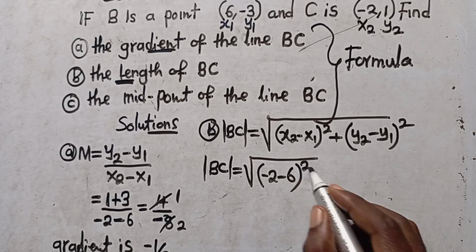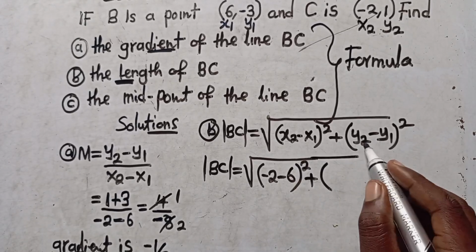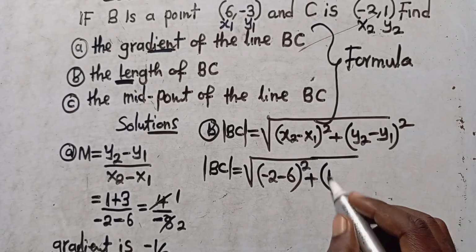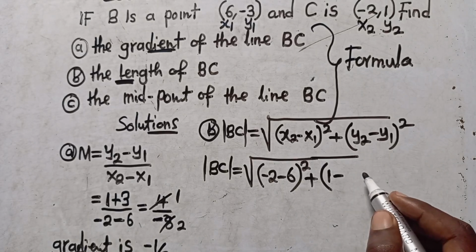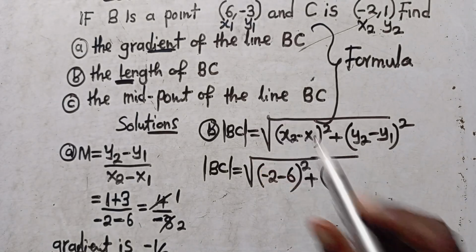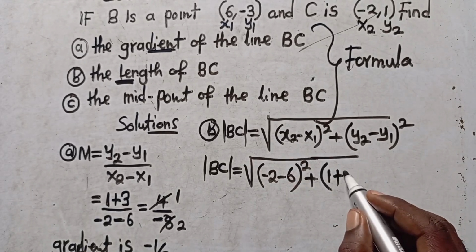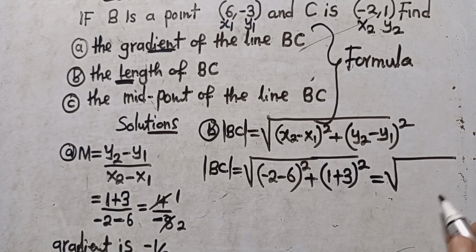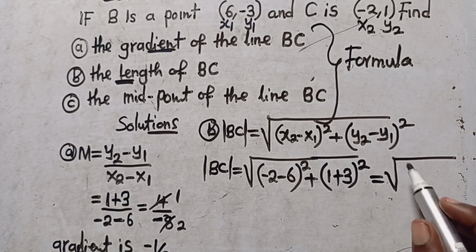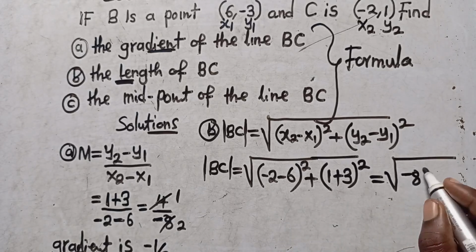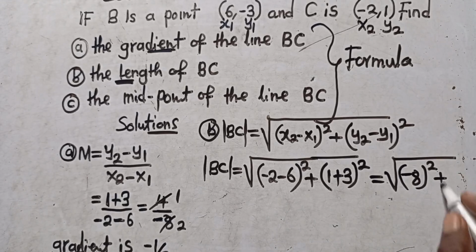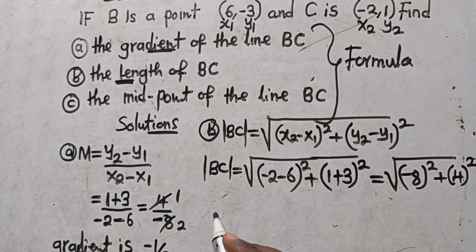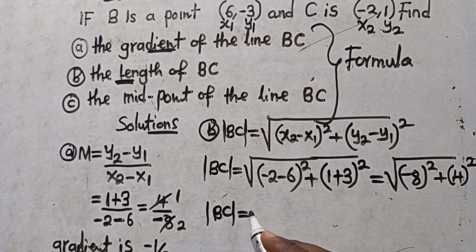I do this, squared, plus, what is y2? y2 is 1, minus y1, which is -3. Since this is a negative, it becomes a positive 3. I do this, then squared. This is just the same as negative 8 squared plus 4 squared. This is what I'm going to have, where I say BC squared is equal to.